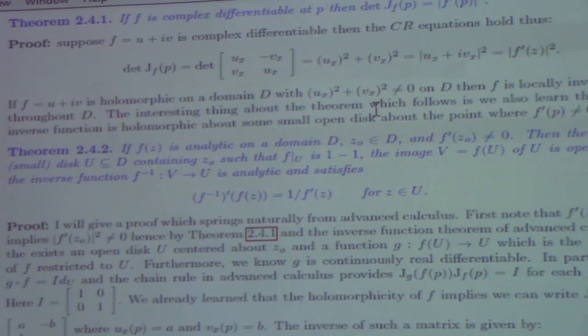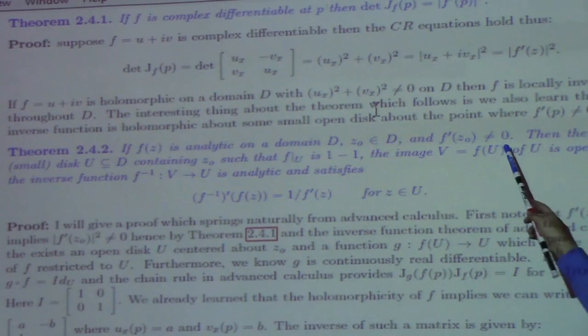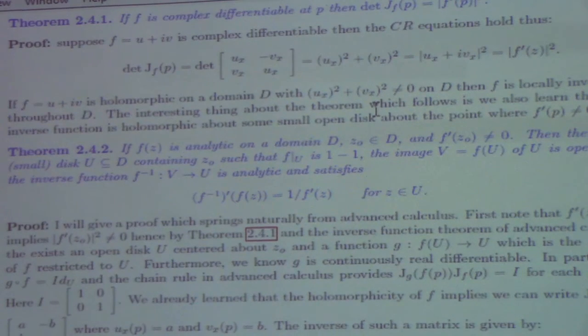All right. So I'm going to outline here a proof from advanced calculus for you. Basically, the point is this: first of all, if I have this condition that f prime of z is not equal to 0, that then means that the determinant of the Jacobian of the matrix is not equal to 0, which means by the inverse function theorem of advanced calculus, there exists an inverse function.